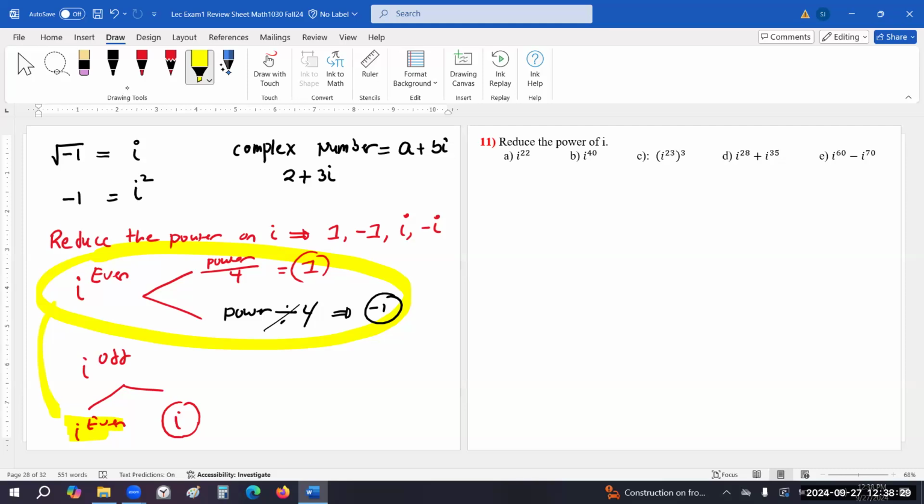So let's apply this knowledge to some questions. i to the power 22. Can we divide 22 by 4? No. So what's the answer? -1. If you can remember these rules, you don't have to show any work. If you cannot remember the rules, you must show work.